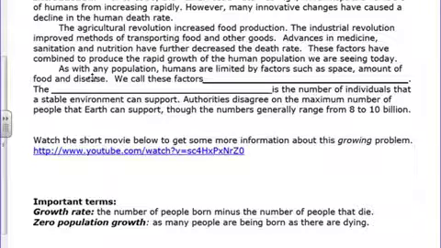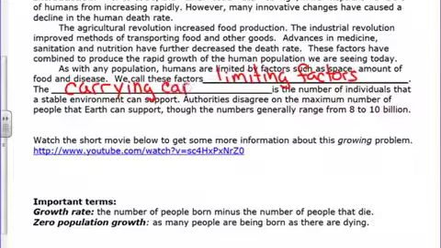As with any population, humans are limited by factors such as space, amount of food, and disease. We call these factors limiting factors, and they're factors that restrict a population size. The carrying capacity is the number of individuals that a stable environment can support. Authorities disagree on the maximum number of people that the Earth can support, though the numbers generally range between 8 and 10 billion.